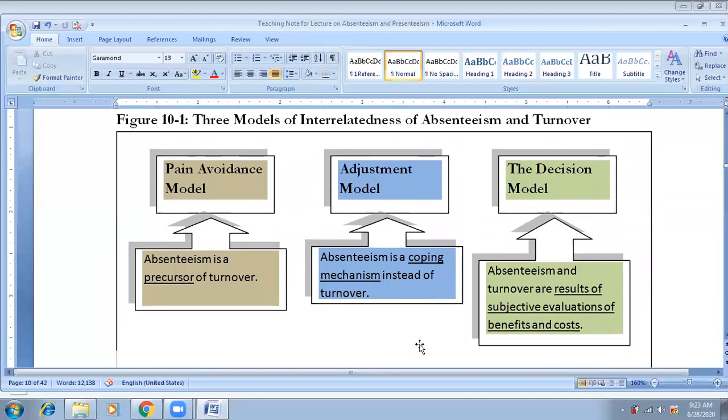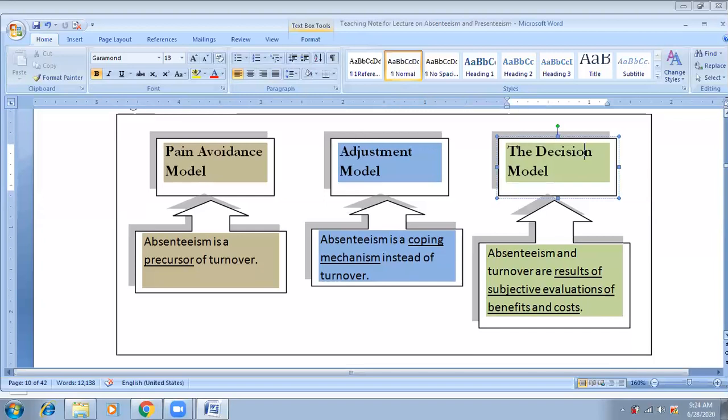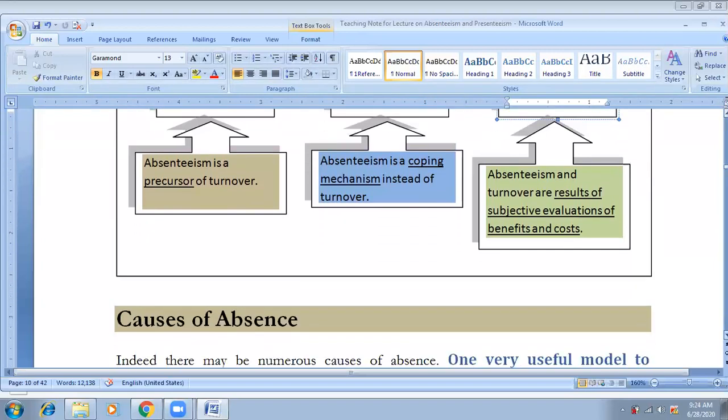Okay, so look at these three models. Go to figure 10.1 that gives these three models. Pain avoidance model: absenteeism is a precursor of turnover. Adjustment model: absenteeism is a coping mechanism instead of turnover. Then the decision model: absenteeism and turnover are results of subjective evaluations of benefits and costs. So this is the most applicable model to explain the behavior of decision, the behavior of absenteeism, the behavior of turnover. But anyway, these three models, interesting.